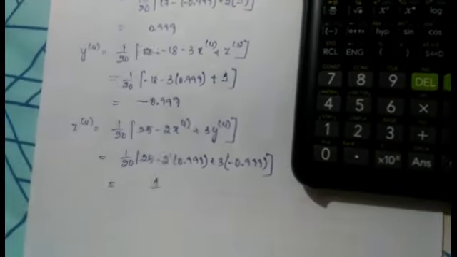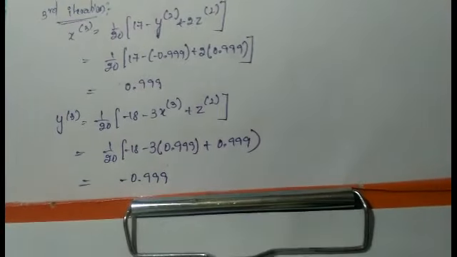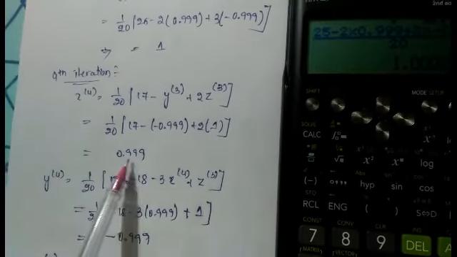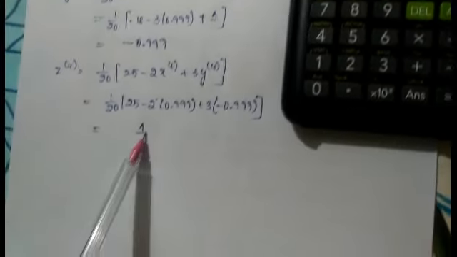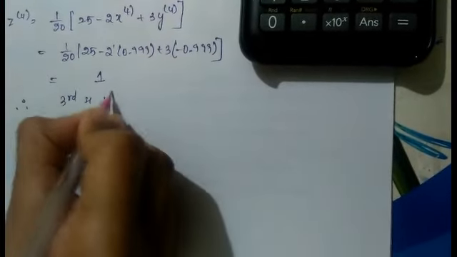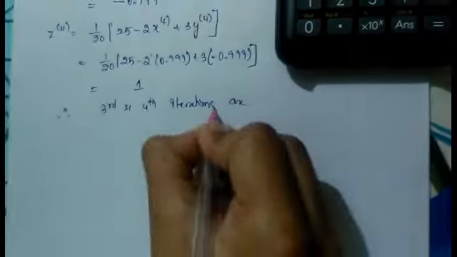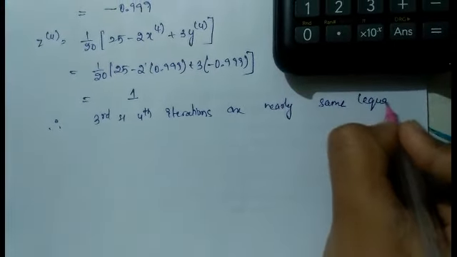So here if you see the third iteration and fourth iteration, the values are nearly same. As x of 3 is 0.999, y of 3 is minus 0.999 and z of 3 is 1. In the fourth iteration, x of 4 is 0.999, y of 4 is minus 0.999 and z of 4 is 1. So therefore third and fourth iterations are nearly same, or you can write it as nearly equal.